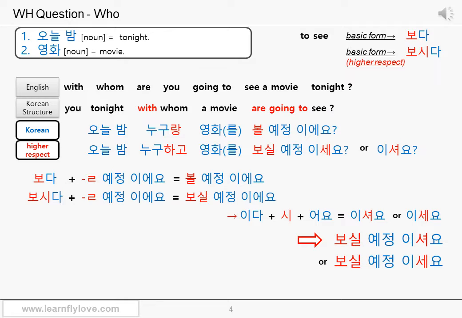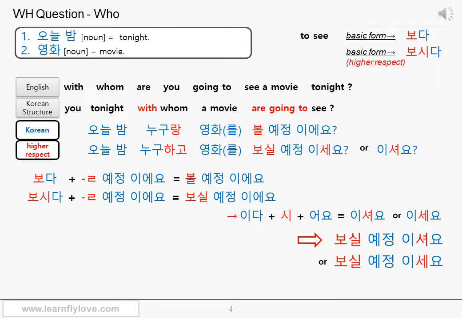Then let's make a higher respect form together. You just need to change the predicate part. The higher respect form of the verb 보다 is 보시다. It's a regular conjugation. Let's add the be going to part to 보시다 first. The stem is 보시, so it's gonna be 보실 예정이에요.